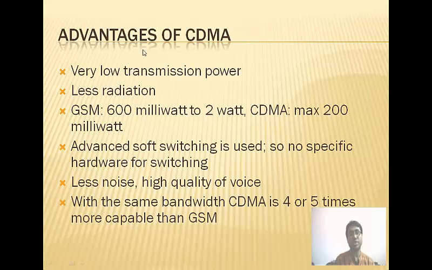Advantages of CDMA: very low radiation, low transmission power, and battery life is usually longer. GSM power consumption is 600 milliwatts to 2 watts, but in CDMA it is a maximum of 200 milliwatts. CDMA can use advanced soft switching, so no specific hardware is needed for switching, with less noise and high quality voice. With the same bandwidth and same frequency range, CDMA can provide 4 or 5 times more channels or devices than GSM.